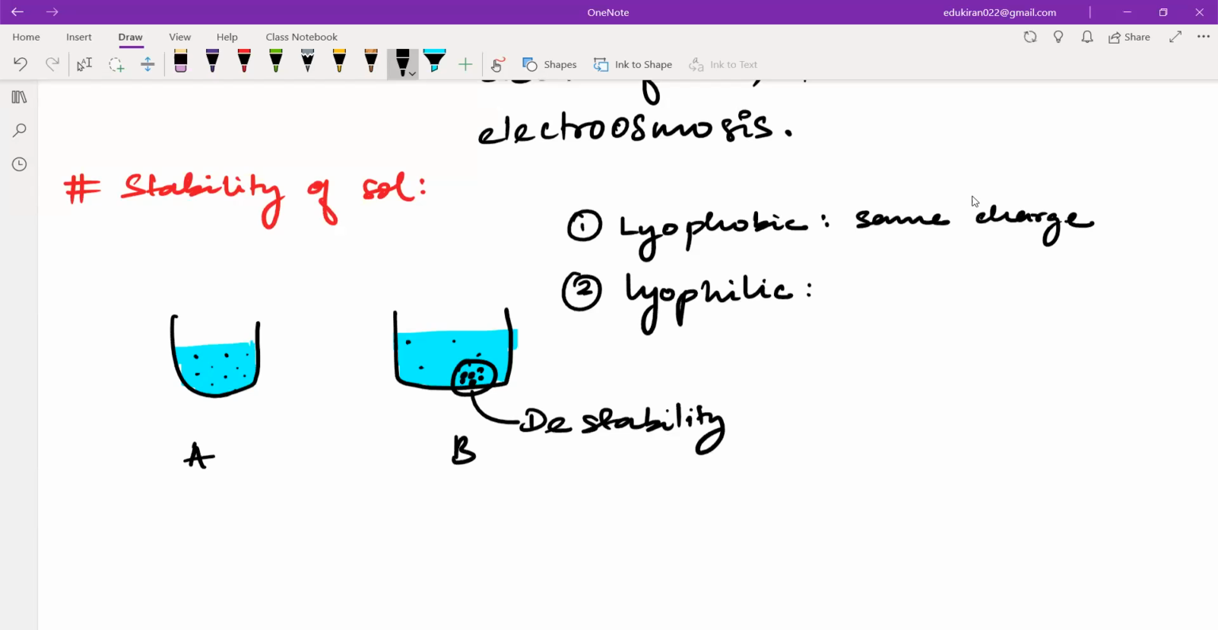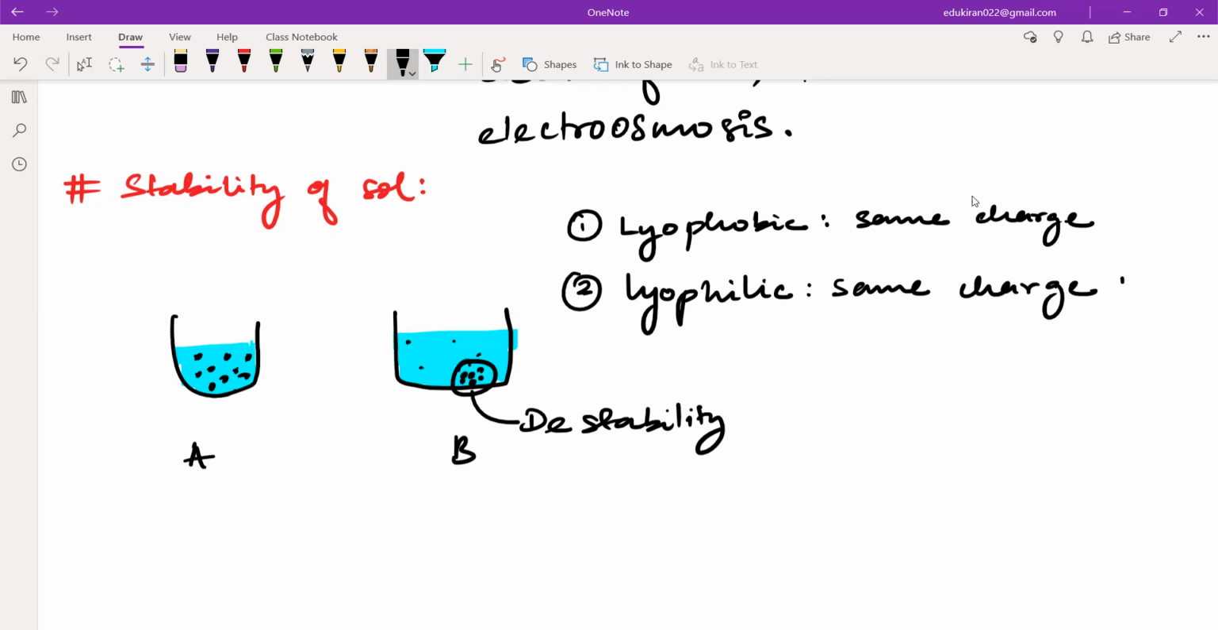Now what will happen if all these colloidal particles have the same charge? They will be separated. They will not aggregate. If two same charges are present, they will repel each other, and if they are repelling each other, they are not going to aggregate, and that is why they will be stable. So lyophobic has the same charge. Lyophilic also, the stability lies in the same charge of colloidal particles.